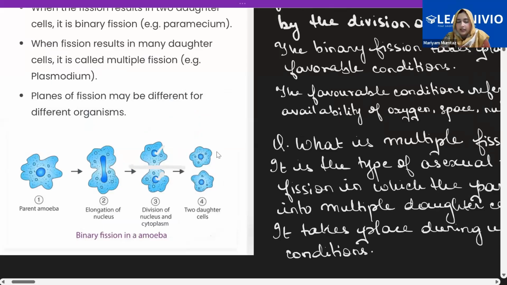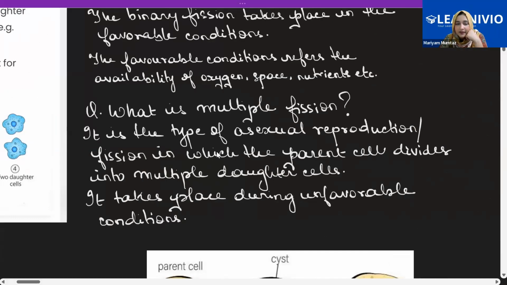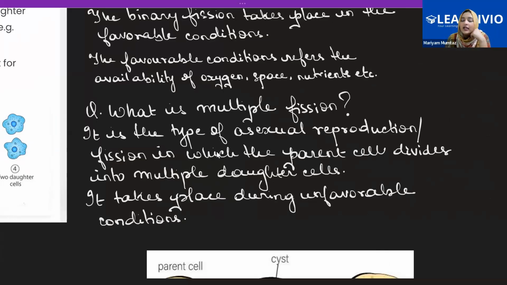So we were talking about the binary fission. So here, two daughter cells are made. Now the next thing that we have to discuss is multiple fission. Now see, when we talk about multiple fission, from one cell, multiple spores or multiple daughter cells are being made. So what is multiple fission? It is a type of asexual reproduction in which the parent cell is going to divide into multiple daughter cells.